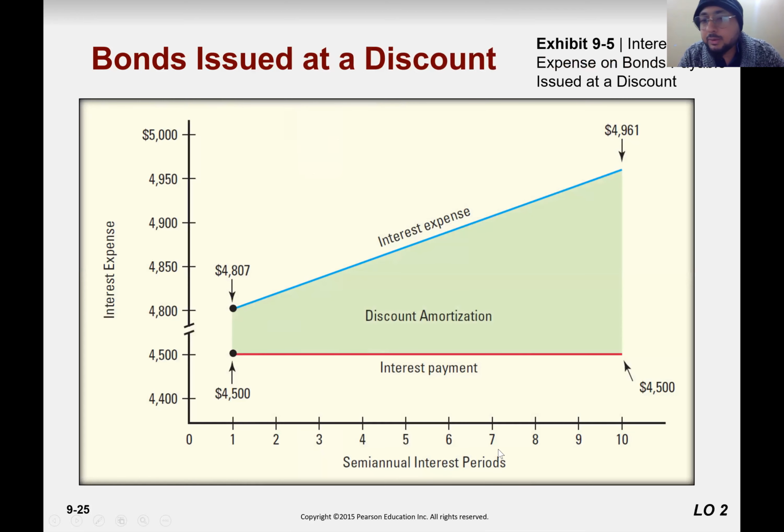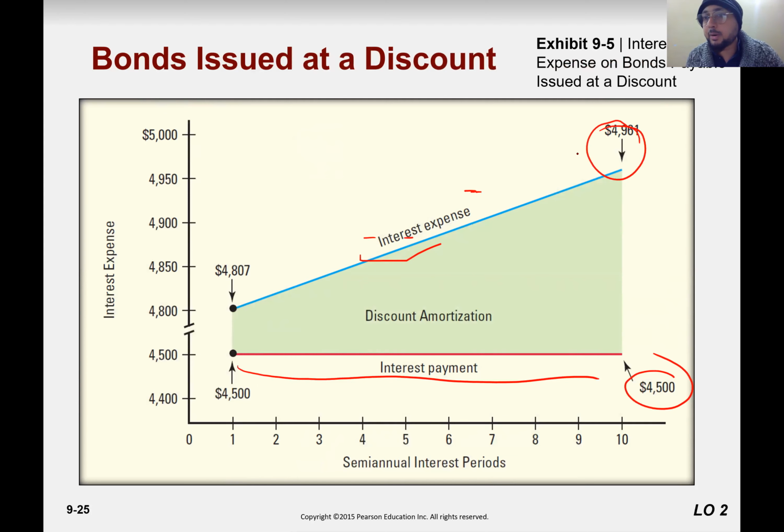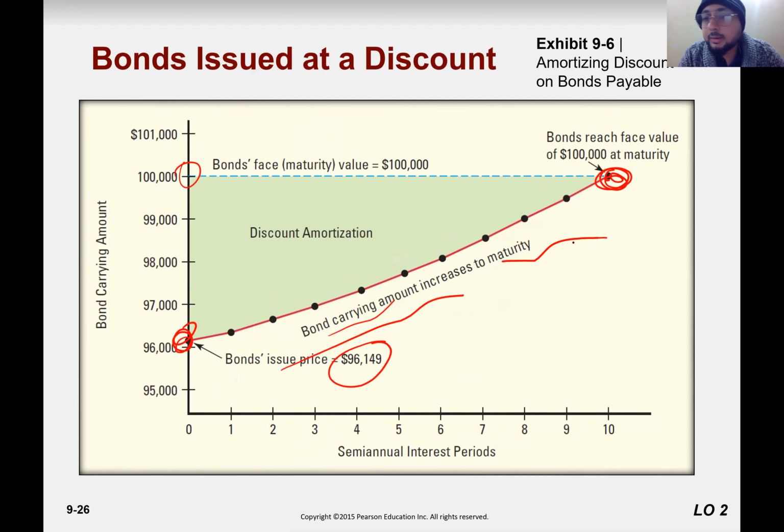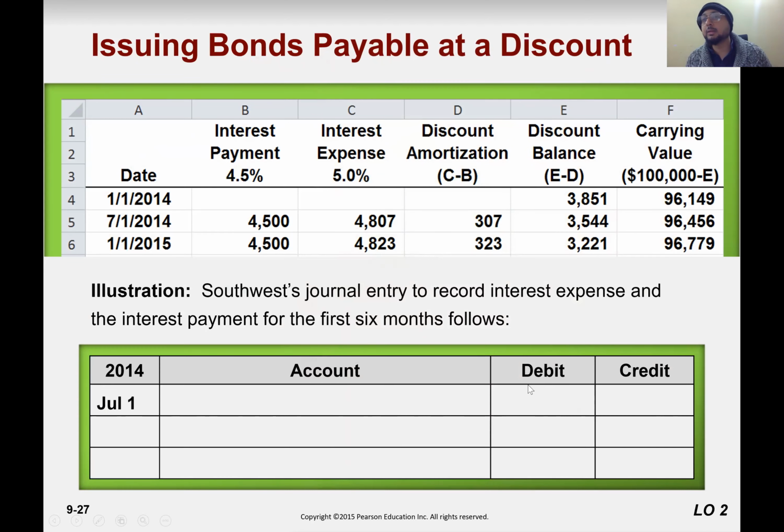So you see, when you issue the bond at a discount, interest expense is greater than the interest payment. Interest payment is a straight line because it's fixed. But what about the value of the bond? You issued the bond at 96,149, and at the end it has to reach the value of 100,000. So bond carrying value increases till its maturity value, right? It cannot increase above 100,000. So the premium is going to be the opposite of that one.